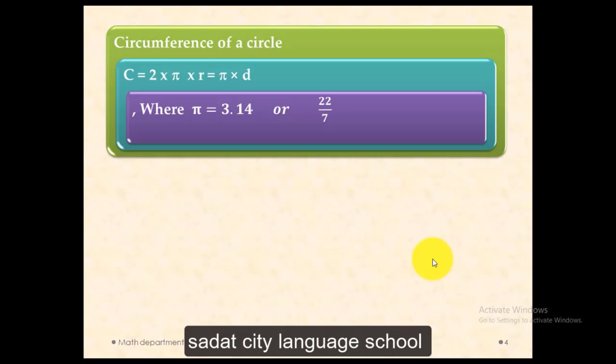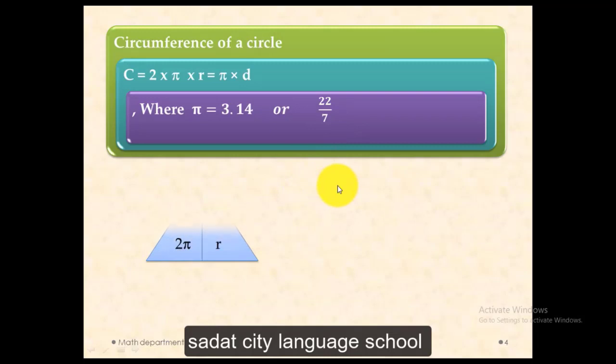The first rule, if we know the length of radius. The second rule, if we know the length of diameter. If we know the length of radius, circumference equals 2 pi times radius. If we know the length of diameter, circumference equals pi times diameter. And pi is a constant value. Pi equals 3.14 or 22 over 7.